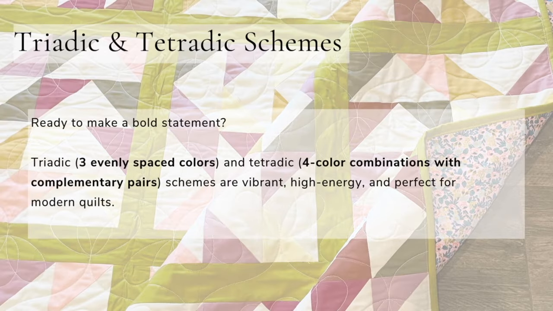So even with two different colors, you can play around and really make some changes to the feel of the final quilt. So now we have triadic and tetradic schemes, and these make a very bold statement. These use 3 evenly spaced colors, and then the tetradic uses 4. And that creates a very vibrant and high energy quilt, which is often what we're looking for as modern quilters.